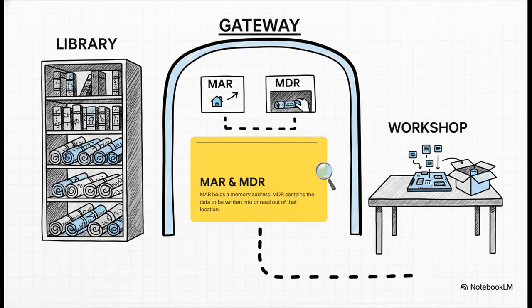So you might be asking, how do we actually get the blueprints from the library over to the workshop? Well, that's where this gateway comes in, the MAR and the MDR. The Memory Address Register, or MAR, holds the address of the blueprint we need. And the Memory Data Register, or MDR, that's like the loading bay. It's where the actual blueprint, the instruction itself, shows up when it arrives from memory.